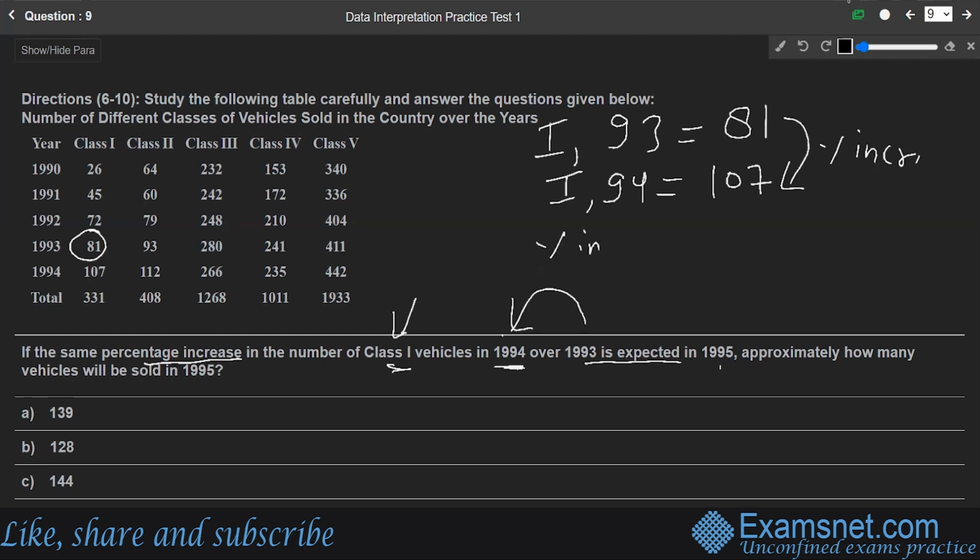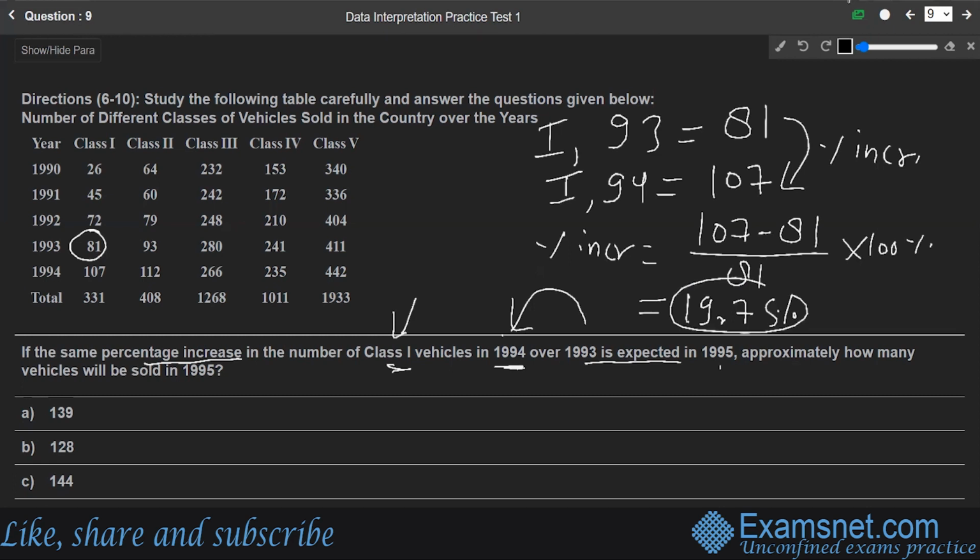So percentage increase is obviously the increased value minus the older value, divided by the older value itself, into 100%. This is how the percentage increase is calculated. And if we calculate this, it is coming out to be precisely 19.75% approximately. Okay. Now he's saying the same percentage increase is expected when you grow from 94 to 95. So in 94, the value is 107. In 95, he wants to find out that value, so that the percentage increase of 19.75% is achieved.